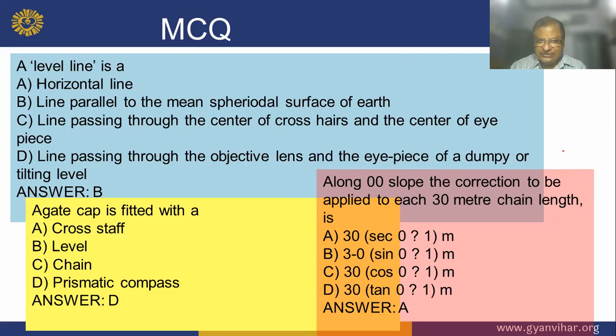And next MCQ, a gated cap is fitted with a, correct answer, prismatic compass. It will be fitted to the prismatic compass. And next, a long slope of 0 degree, the correction to be applied to each 30 meter chain. What is the correct answer? Answer A, 30 meter, second 0 is 1 less meter.